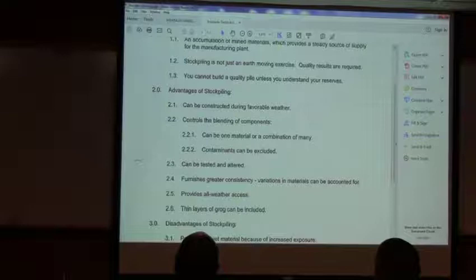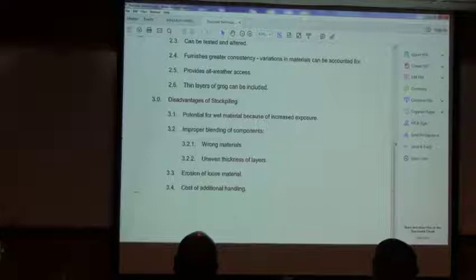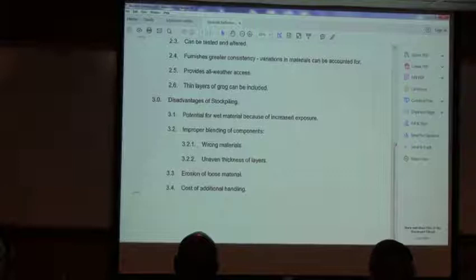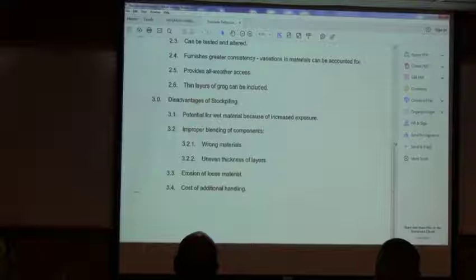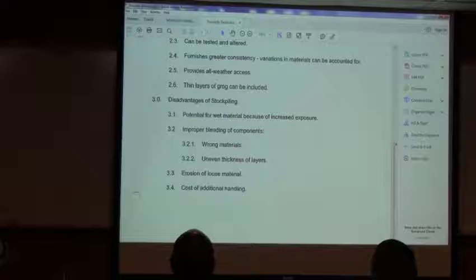All right. Disadvantage of stockpiling: the potential for wet material because of increased exposure. Well, with the amount of rain we get, man. 17 inches? Well, it's closer to 40. But potential wet material because of increased exposure. Over there, they've been pretty good about getting it, with the exception of Daniels, a pit that's high moisture coming out of the ground, but we can use it. But that's one of the big things there.